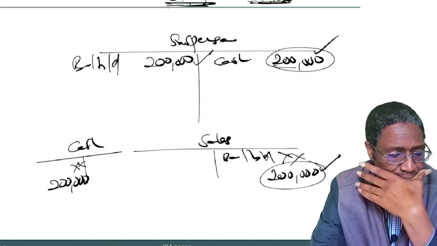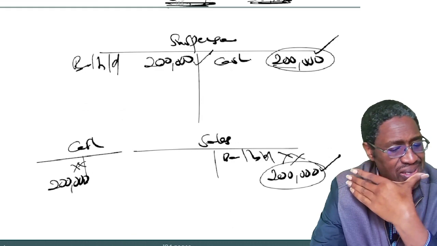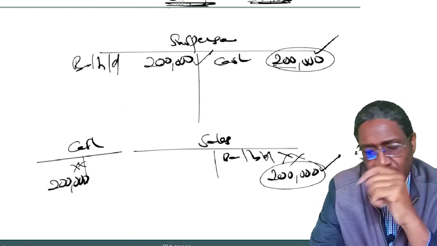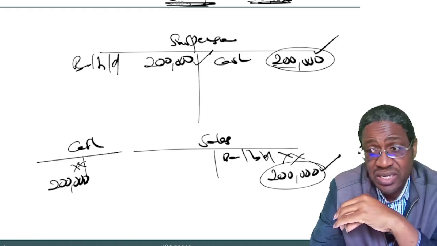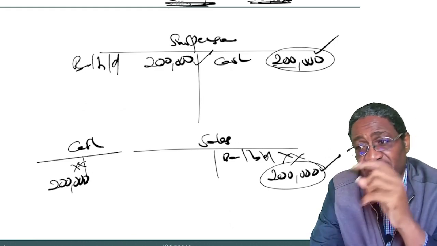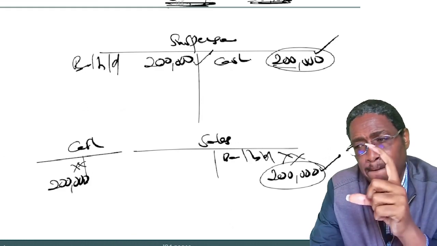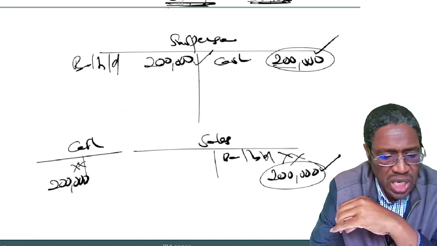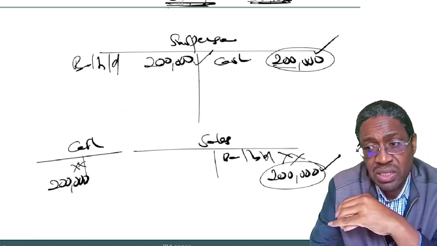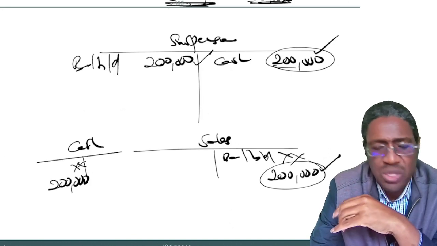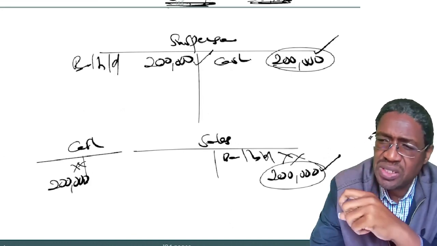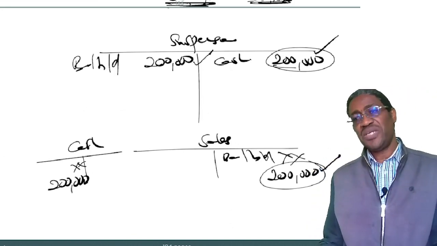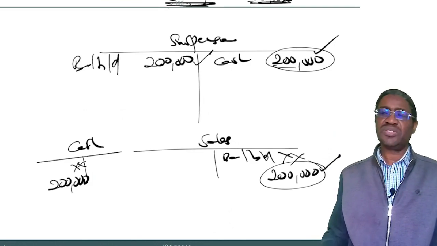Another paragraph. If the error is later discovered, it should be corrected. If the error is later discovered, it should be corrected through the suspense account. It should be corrected later through the suspense account. Good.